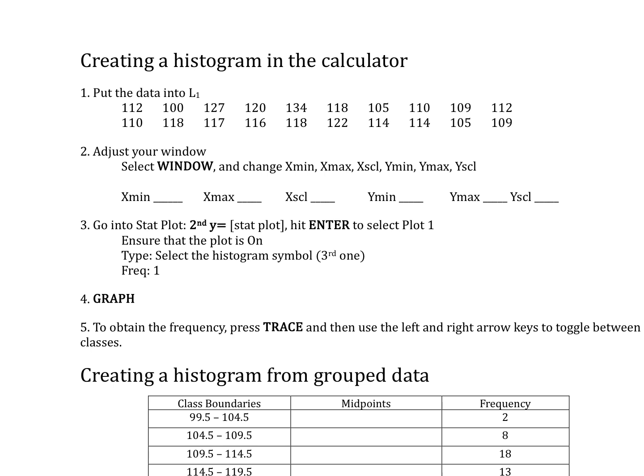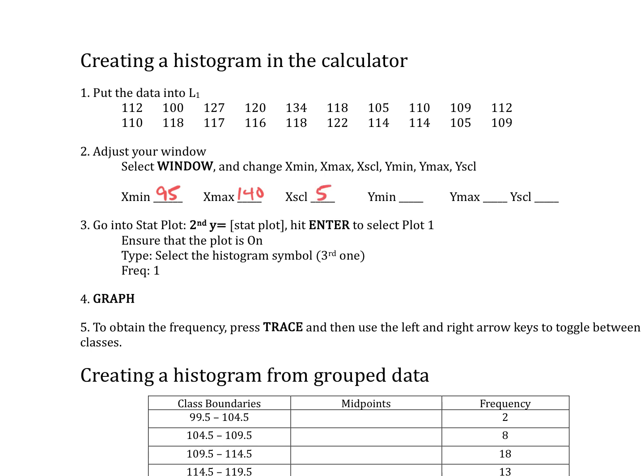We're putting the data in L1. Go to your window. So my X-min, what I do is I look and see 100 is my smallest, so I'm going to go a little bit below that. So I'm going to say my X-min is 95. My X-max, my highest value is 137. Oh, no, 134. So I'm going to go 140. My X scale, I'm going to use 5.